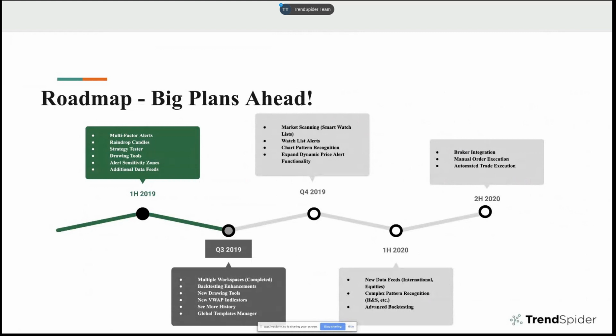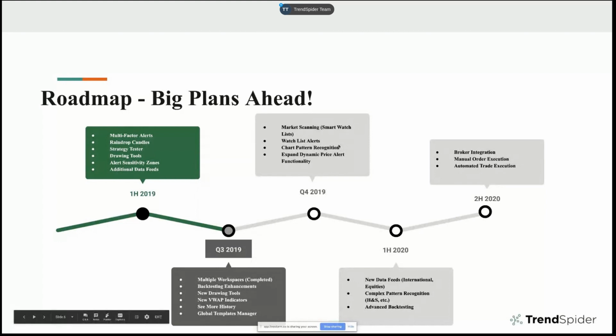Some of these things are still very much in beta mode, where we're going to continue to improve and add to the functionality. When we get into Q3, which we're in now, we're going to be adding a number of different things. Some of those things we've actually already completed, such as the multiple workspaces. We are working on backtesting enhancements, enhancing drawing tools, adding some very cool VWAP indicators that we're really excited to announce, and a global templates manager, as well as more history. So if you've noticed, you can only go back 320 candles on the TrendSpider platform. So that will be added to. For example, you can go back 320, 640, 960, and we'll be adding to that. So you can really add some time there.